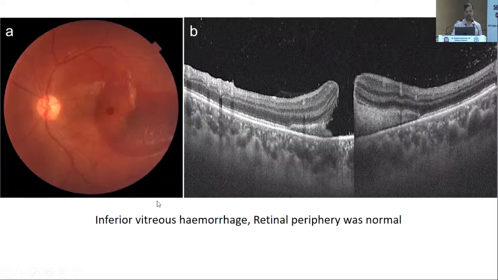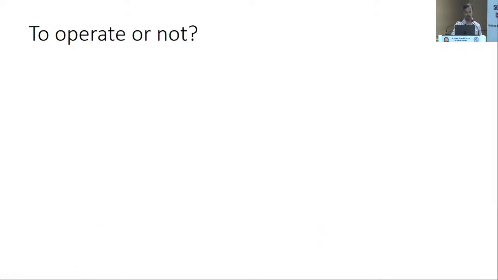While the anterior segment was normal in both the eyes, the left eye showed a full thickness macular hole, a large subretinal bleed, and a choroidal rupture somewhere here, and you can see that the subretinal bleed is there on OCT scans as well. In addition, the patient showed inferior vitreous hemorrhage, though the retinal periphery was normal.